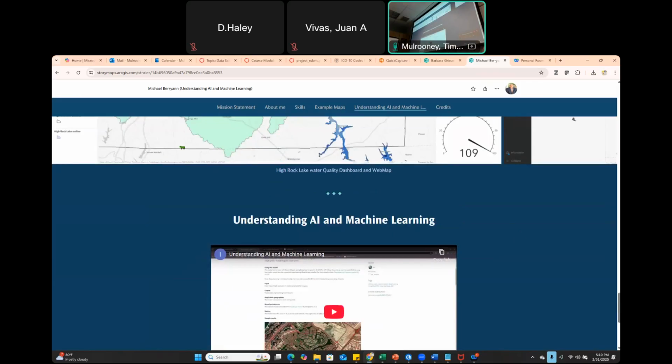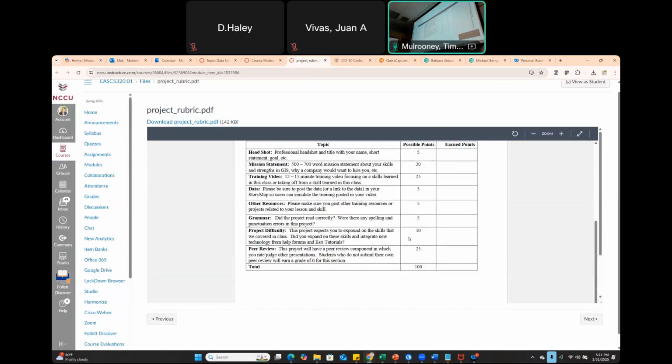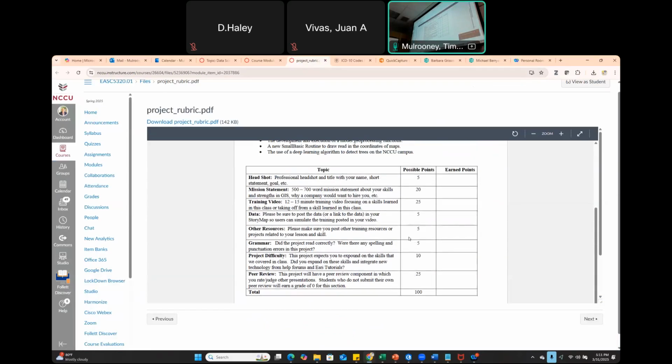So yes, when you're entering the workforce, making portfolios and maps is really good preparation. Because at the end of the day, that's what we want to do: get you prepared for the workforce. That's the most important thing, get you out there. But this is the rubric right here. This is going to be due in 4 weeks from tomorrow.